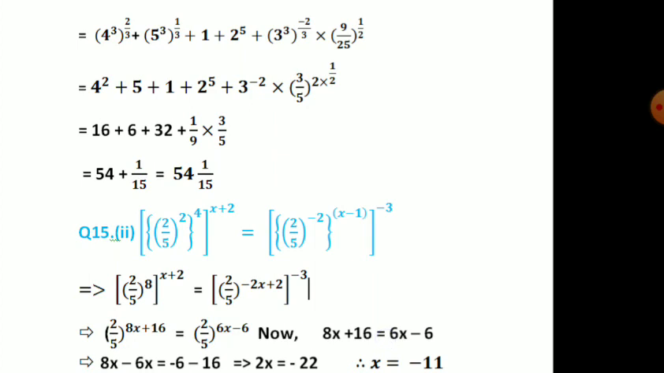So 8x minus 6x is equal to minus 6 minus 16, which is equal to 2x. That will give us 2x equal to minus 22. So therefore the value of x is minus 22 divided by 2, that is equal to minus 11.